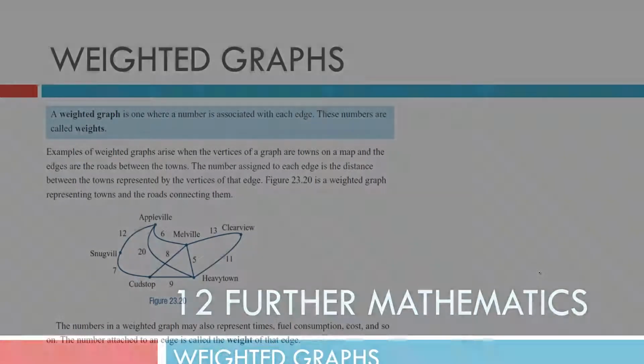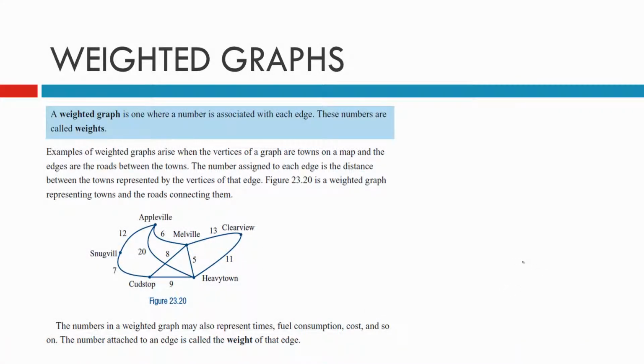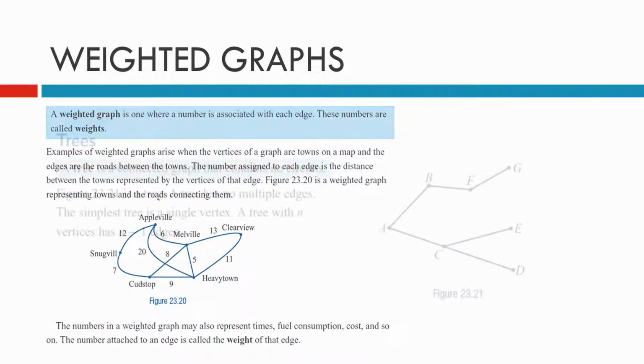Weighted graphs. All right, here's where we place a number on the edges. So now we've got a weight. That's why it's called a weighted graph. Examples of weighted graphs arise from the graphs where the vertices of a graph are towns on a map, and the edges are the roads between the towns. So, for example, that 12 could represent kilometres between two towns, whatever it is. So that's what the weight is.